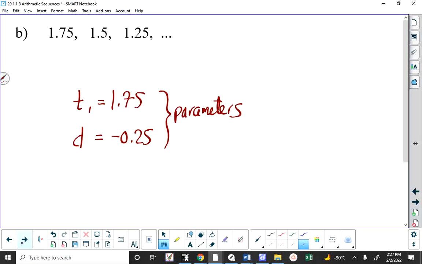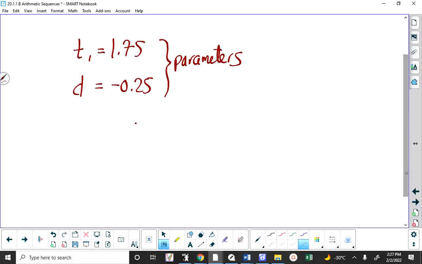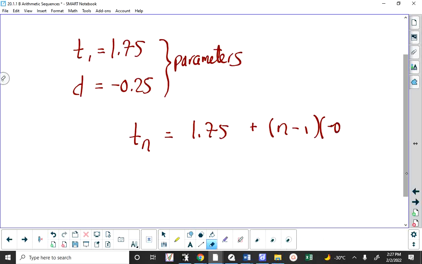I put those parameters into my formula, and they give me Tn equals 1.75 plus n minus 1. And watch how I write this. I know even though I'm going to really stress this, some of you are not going to do it, and it's going to cause problems for you. Times the common difference, which I put in brackets. If you don't have the set of brackets, what you're saying is you're going to subtract from n minus 1 the common difference. You're going to subtract 0.25. That's what it looks like.